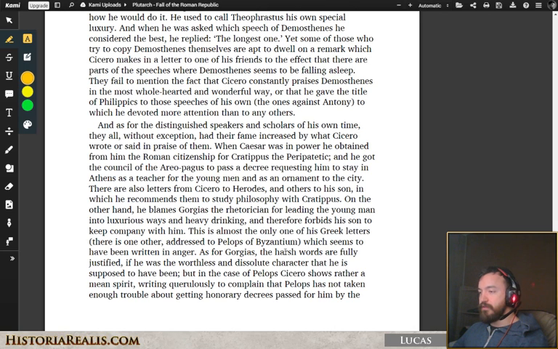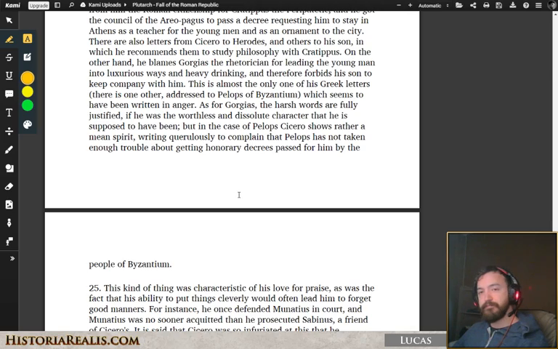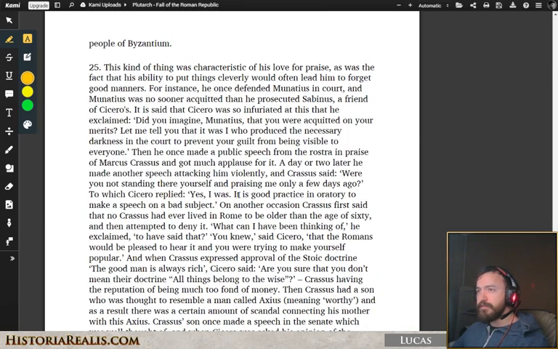As for Gorgias, the harsh words are fully justified if he was the worthless and dissolute character that he is supposed to have been. But in the case of Pelops, Cicero shows rather a mean spirit, writing querulously to complain that Pelops has not taken enough trouble about getting honorary decrees passed for him by the people of Byzantium. This kind of thing was characteristic of his love for praise, as was the fact that his ability to put things cleverly would often lead him to forget good manners.